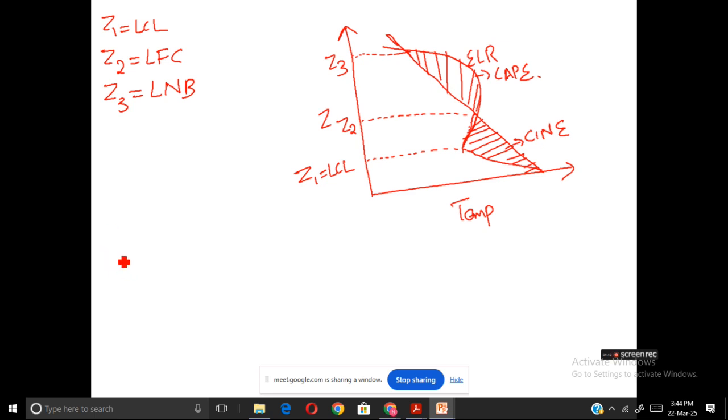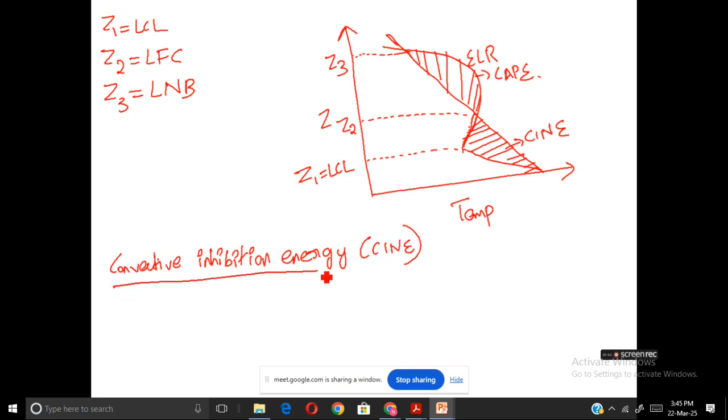So first one is the convective inhibition energy. Convective inhibition energy, CIN. This acts as a barrier that we have to reach before reaching the positive energy.